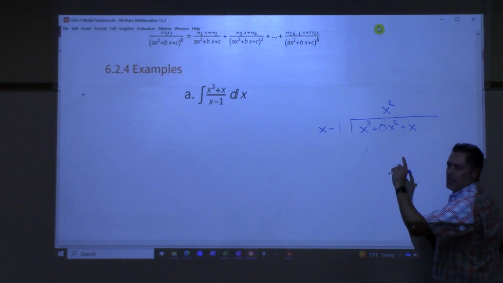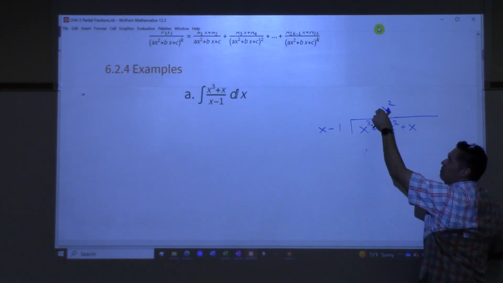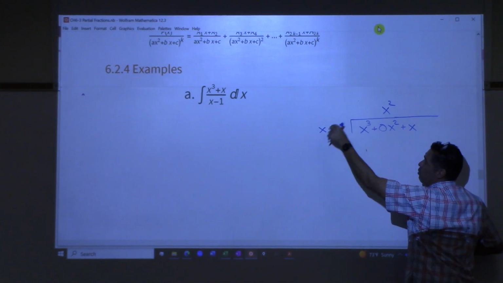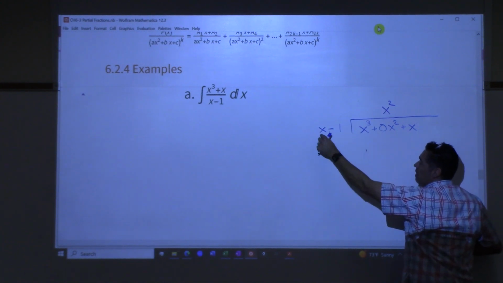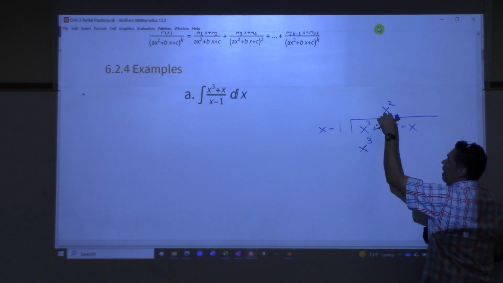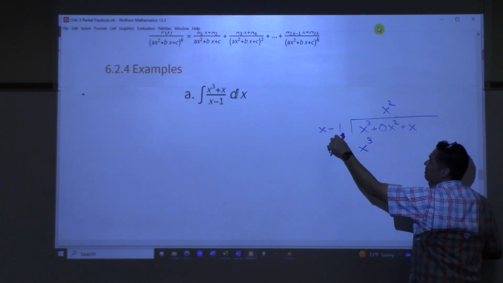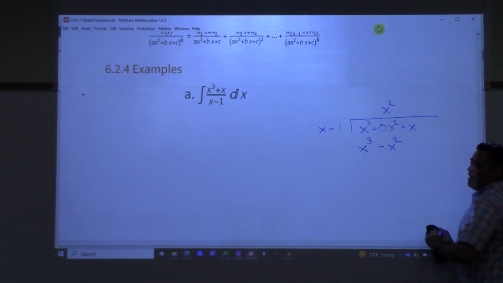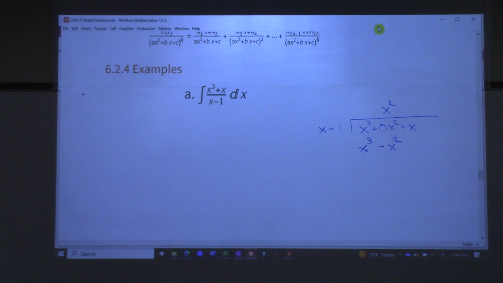Now we're going to do the same thing we did with the 4 times 3, right? We're going to multiply this times this. When you do that, you have to look at it like it distributes to each one. So what's x squared times x? X cubed. I put it underneath the x cubed. Check it out. X squared times negative 1? Negative x squared. I put it underneath the x squared. Negative x squared. Just like that.